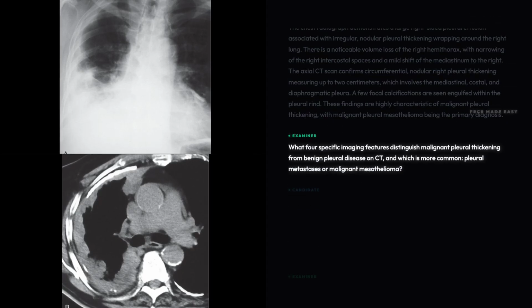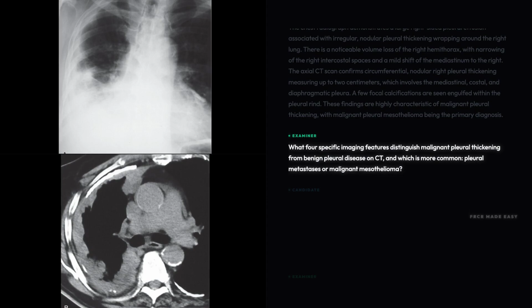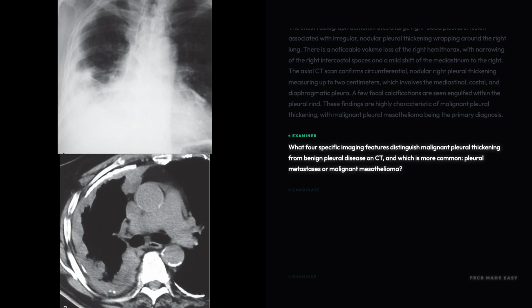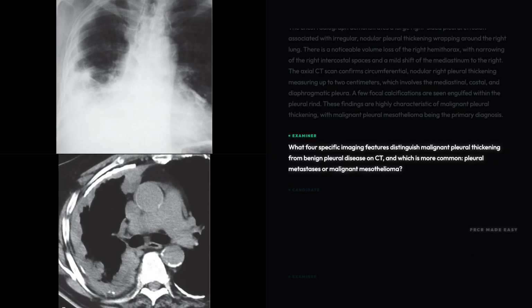What 4 specific imaging features distinguish malignant pleural thickening from benign pleural disease on computed tomography, and which is more common? Pleural metastases or malignant mesothelioma?